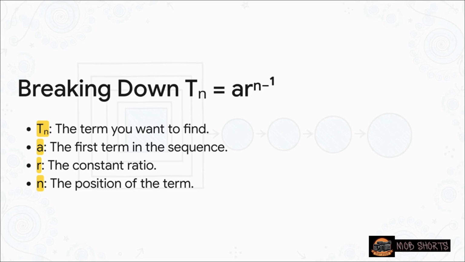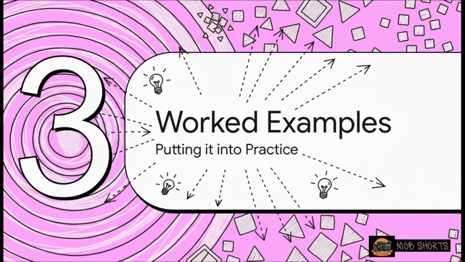Easy enough. a is our starting point. It's always the very first number in the sequence. r is our good old friend, the constant ratio. And n is just the position of the term you're curious about. So if you want the 5th term, n is 5. Simple as that. All right, enough with the theory.